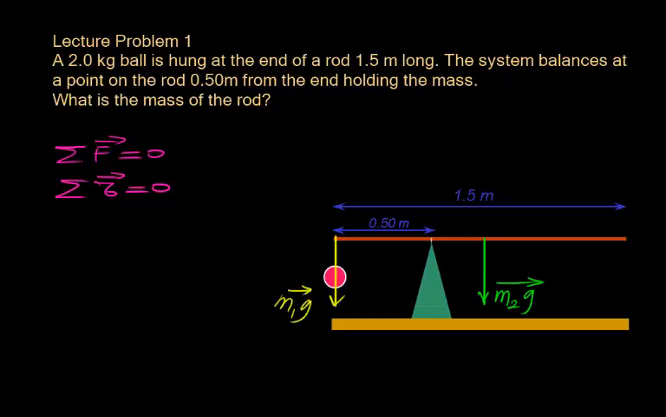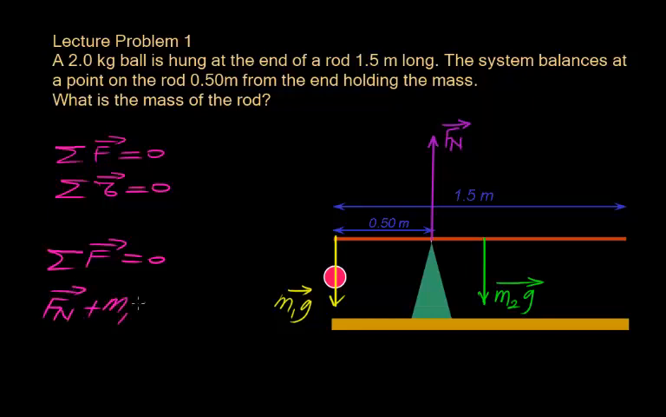The other force is the force of the pivot, and that force is acting straight up, and I am going to call it the normal force. According to Newton's second law, the sum of the forces equals 0. There are three forces: the normal force which is acting straight up, and the two mg's are acting straight down.